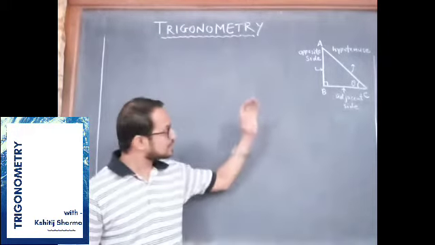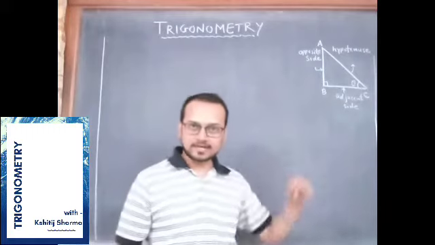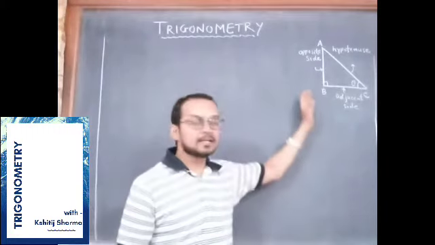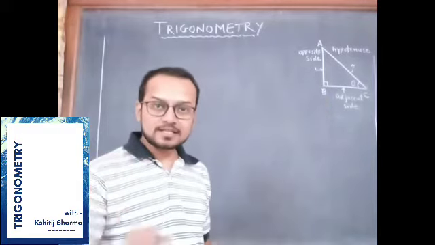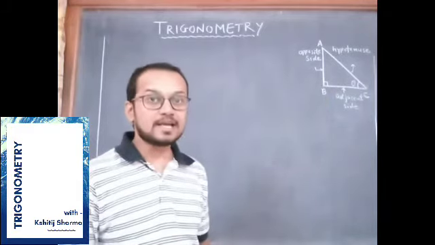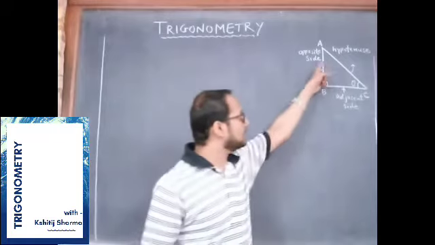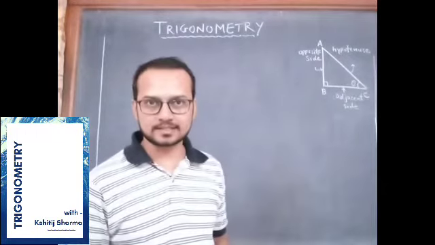Right angle triangle is a triangle in which one angle is right angle. Here I have drawn a triangle ABC where angle B is right angle. Now in a right angle triangle, if one angle is right angle, then the rest of the two angles, that means angle A and angle C, are acute angles.